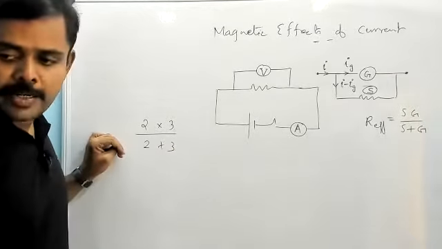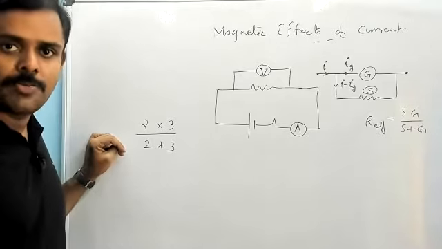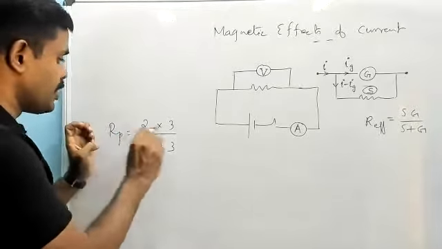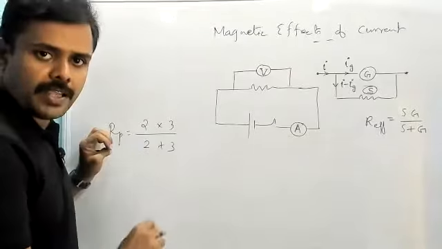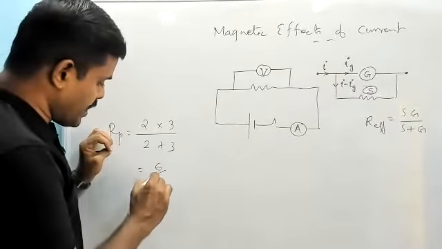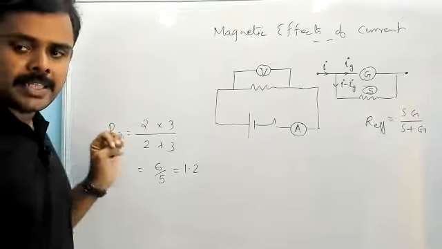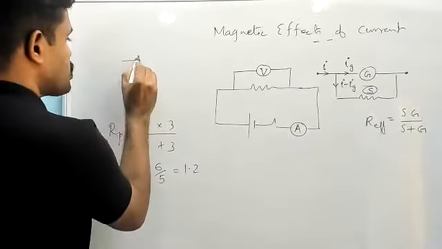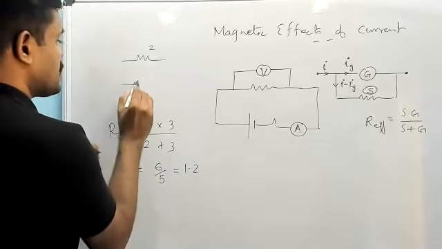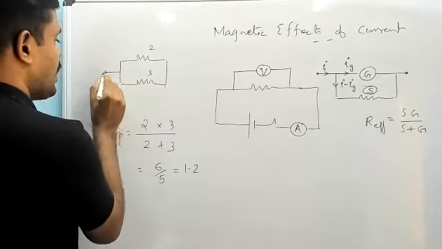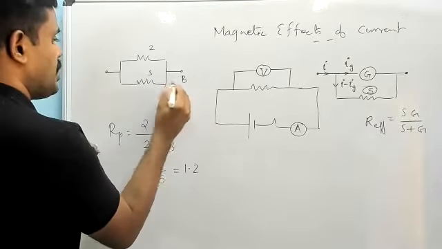R1 R2 divided by R1 plus R2. That is how parallel combination is taken. That is 6 divided by 5, which is 1.2. Just imagine I have two resistances. One is 2 ohm resistance, the second is 3 ohm resistance, and these are connected in parallel. I need to find the effective between A and B.